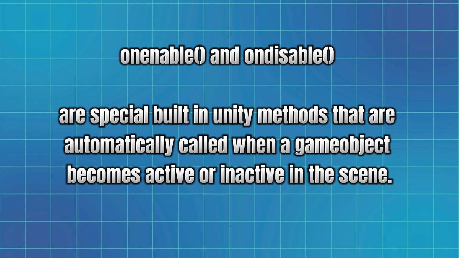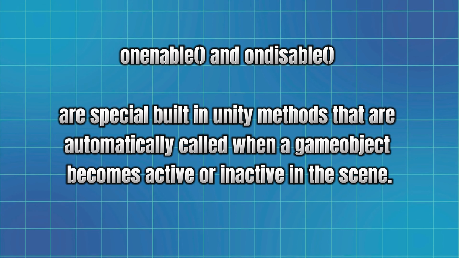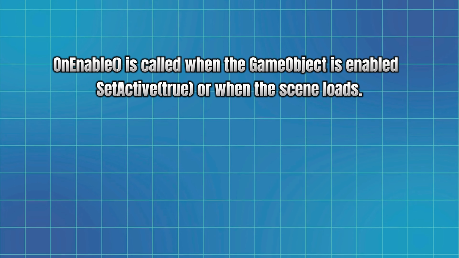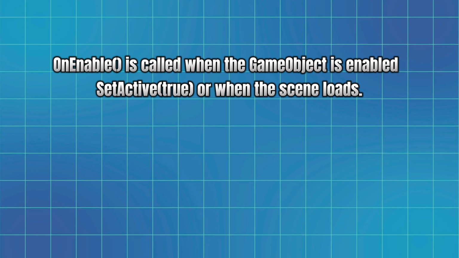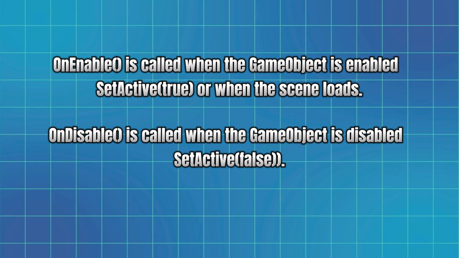onEnable and onDisable are special, built-in Unity methods that are automatically called when a game object becomes active or inactive in the scene. onEnable is called when the game object is enabled via setActive(true), or when the scene loads. onDisable is called when the game object is disabled with setActive(false).